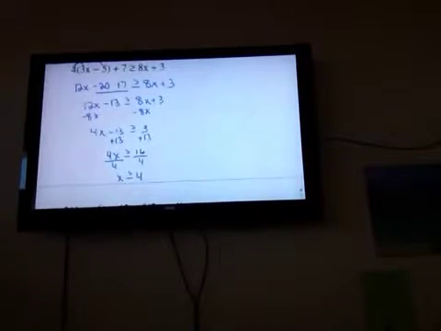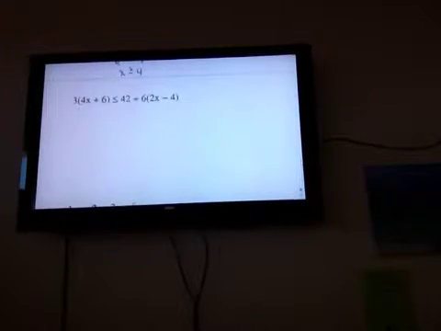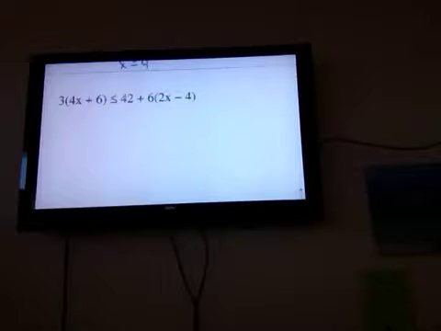Okay, this next one, something different's going to happen. So I'm going to go through this one totally myself. I'm going to distribute first, get rid of parentheses. So 12x plus 18 is less than or equal to. This is my distribution. Do not add 42 and 6. 42 comes down, and then I distribute, plus 12x minus 24.